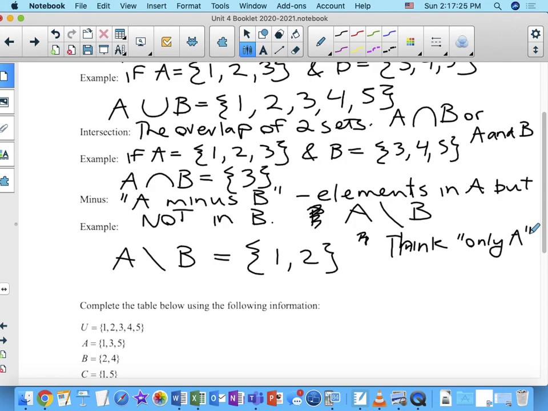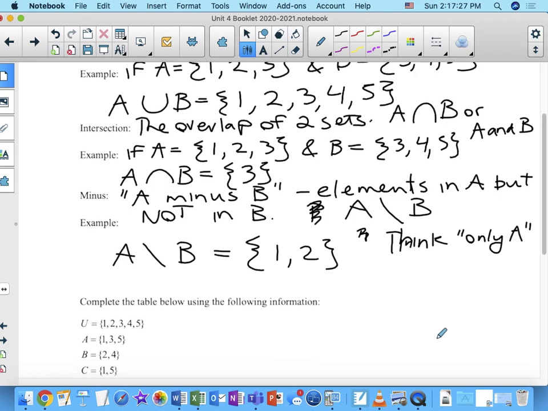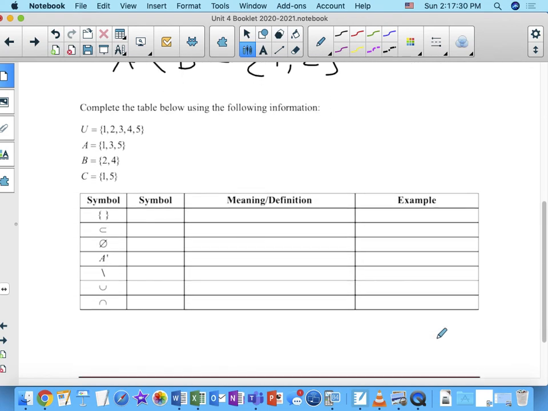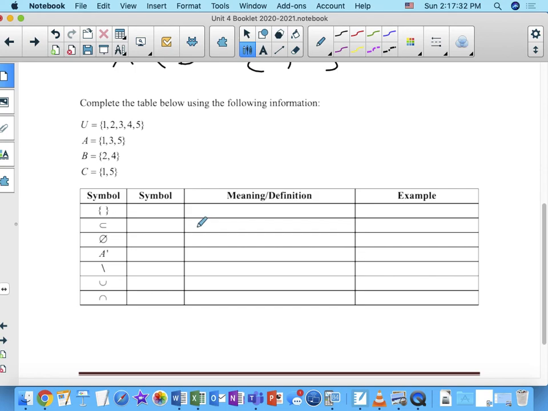Okay, so just to sort of summarize what we've seen so far, we're going to use this example here to fill out this chart. Okay, to talk about some of the things that we've seen so far. So our universal set are the elements 1, 2, 3, 4, 5. A is the subset 1, 3, 5. B is the subset 2, 4. and C is the subset 1 and 5. Okay, and I wrote the word symbol twice, sorry, so this should be the vocabulary word.